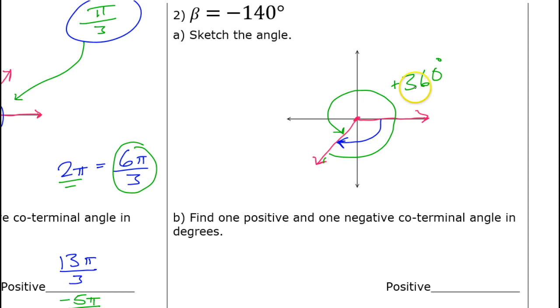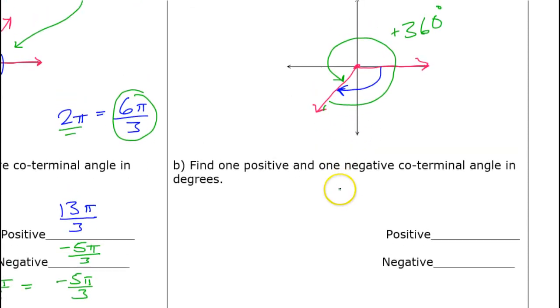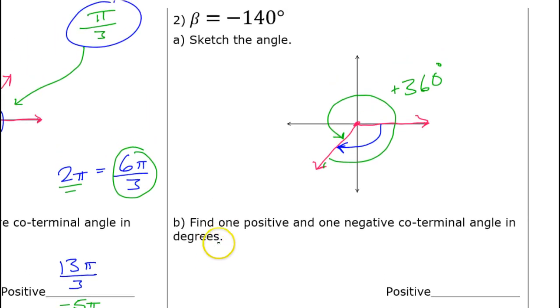If you go counterclockwise, that's positive 360 degrees. If you go the other way, clockwise, it would be negative 360 degrees. So the takeaway is, if you want coterminal angles and you're dealing with degrees, just either add or subtract 360. So the angle that we have to start with is negative 140 degrees. Since I want a positive coterminal angle, I could move in the positive direction by adding 360 degrees. Okay, and that happens to give me 220.